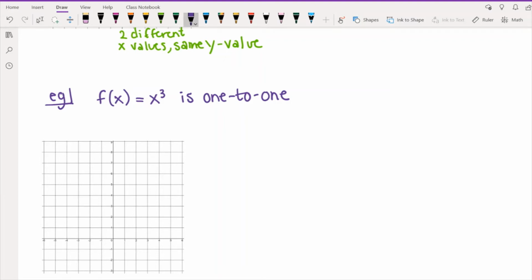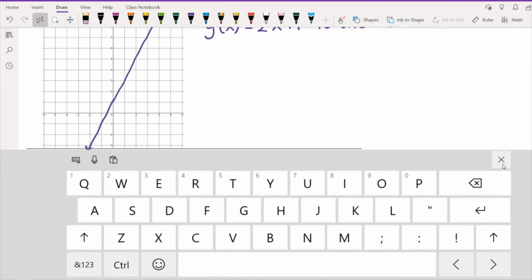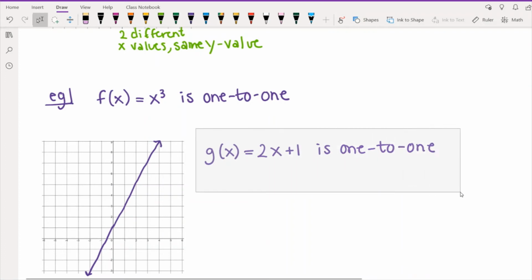Another example of a function that is one-to-one would be a linear function. So for example, we could say 2x plus 1 is one-to-one. And what does that graph look like? Well, it's a line with a slope of 2 and a y-intercept of 1. So that looks like this. And what we can see is that we're just not getting that same kind of repetition of y values, right? So let me just color code this.